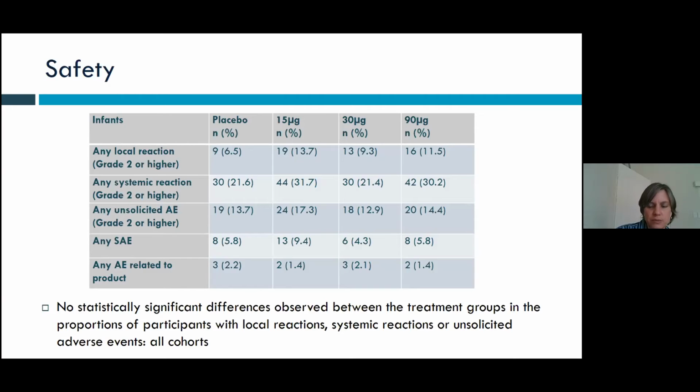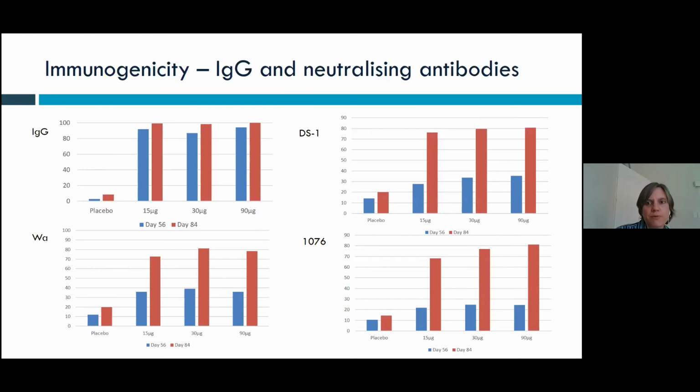Really we felt the vaccine was safe. Obviously it was, the placebo was normal saline. If we looked at immunogenicity, we looked at IgG response to the vaccine, as well as neutralizing antibodies, and those are the three strains, the P4, 6, and 8 strains.